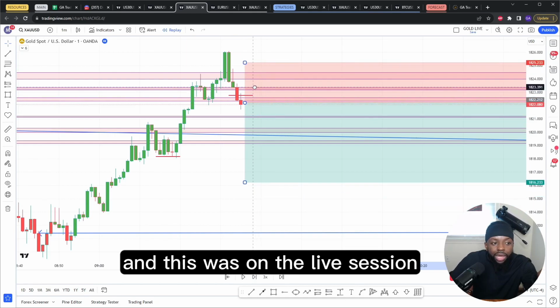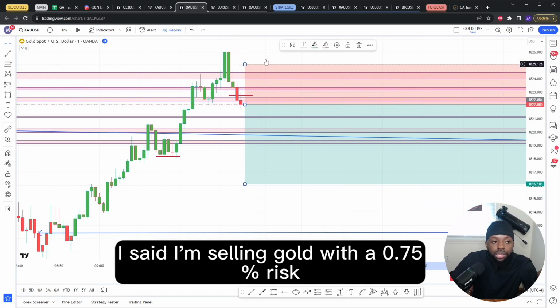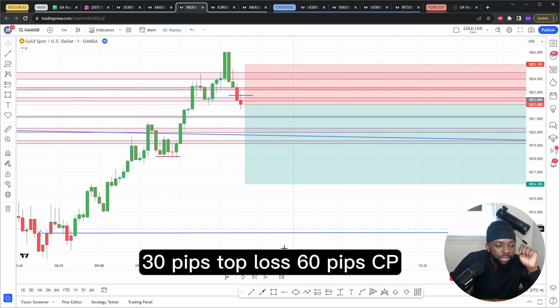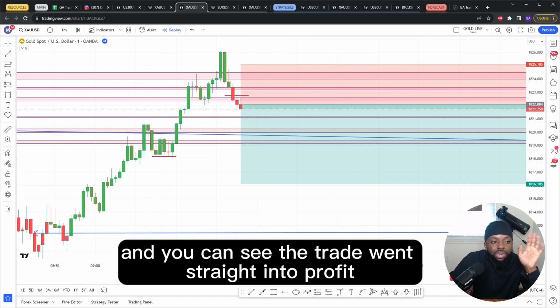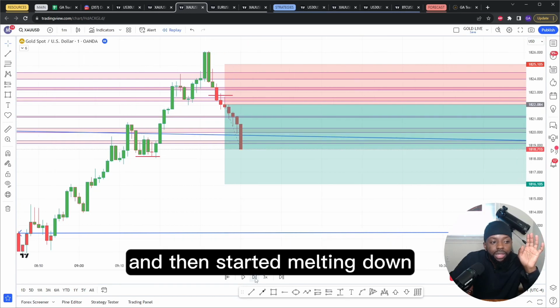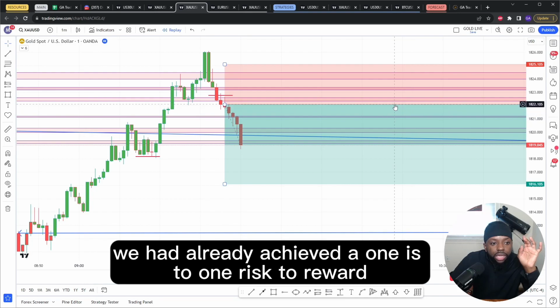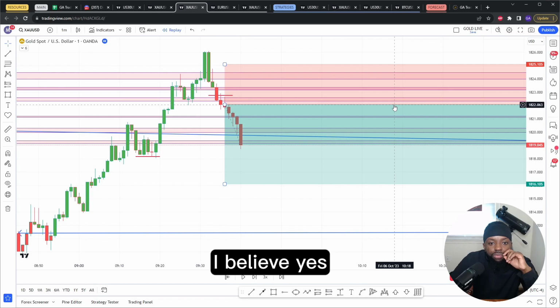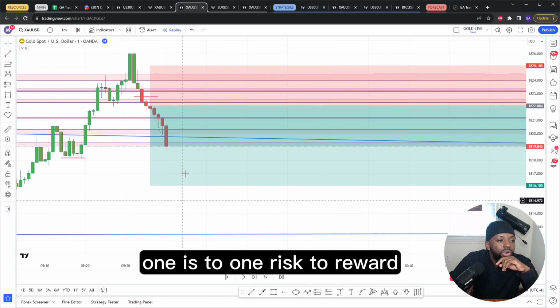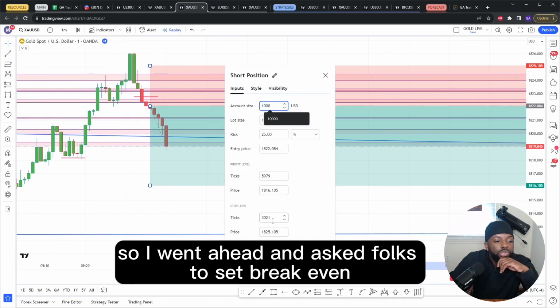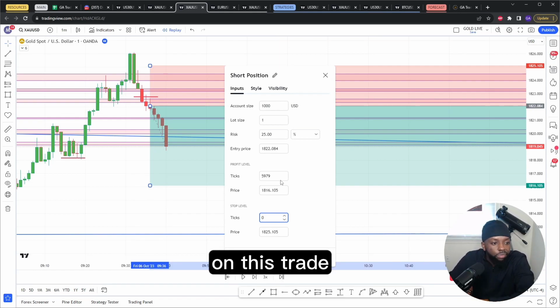So at this point, and this was on the live session, I said I'm selling gold with a 0.75% risk, 30 pips stop loss, 60 pips TP. And you can see the trade went straight into profit and then started melting down. At this point, we had already achieved a 1:1 risk to reward, I believe. Yes, 1:1 risk to reward. So I went ahead and asked folks to set break even on this trade.